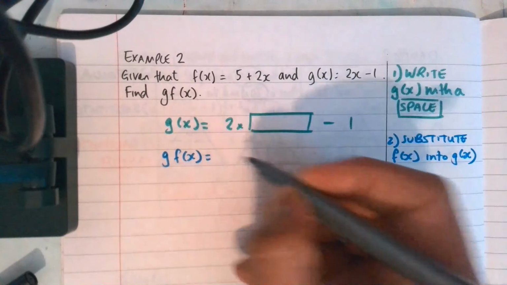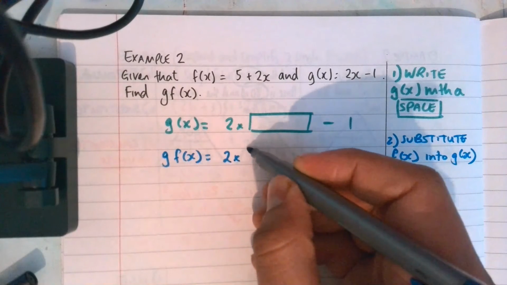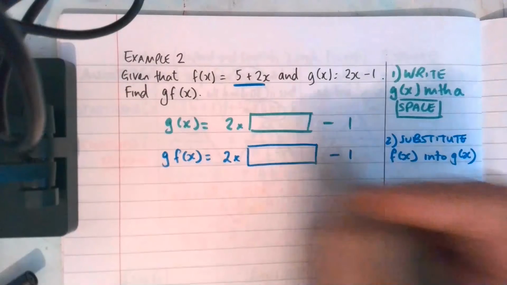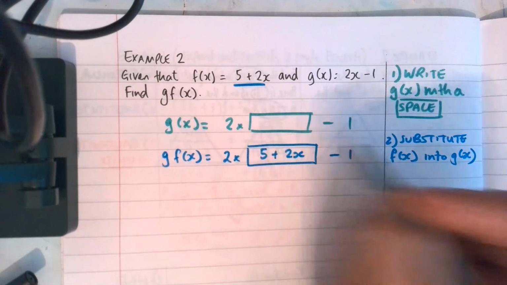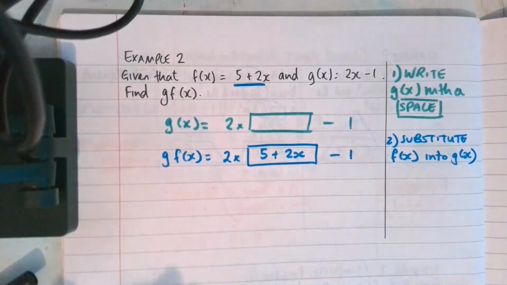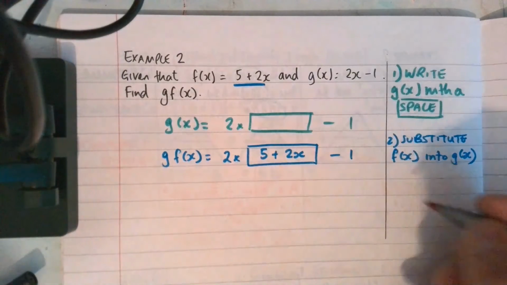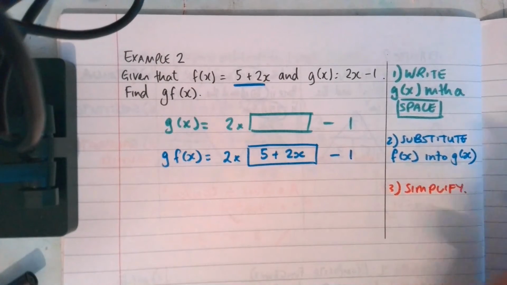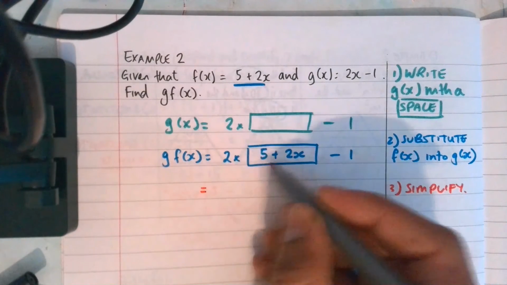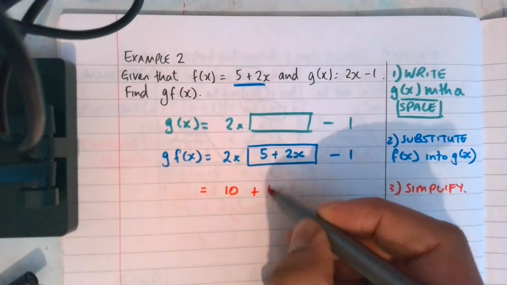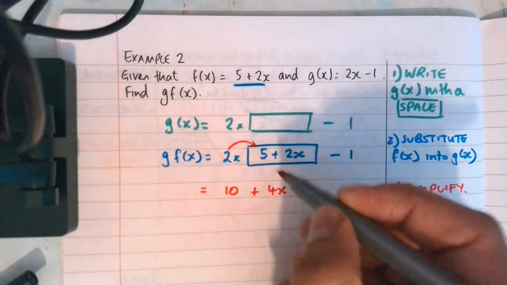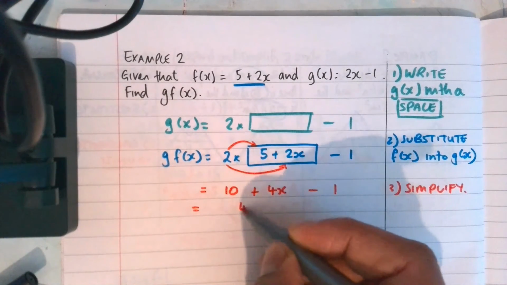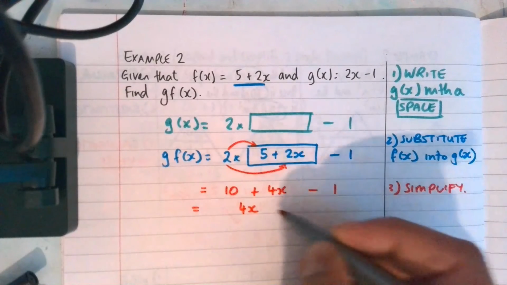So the composite function is going to be 2 times the definition for f, which is 5 plus 2x, minus 1. Then we're going to expand that with the 2 on the outside. So we're going to simplify. We're going to end up with 10 plus 4x minus 1. And then that's just going to be 9 plus 4x, or 4x plus.